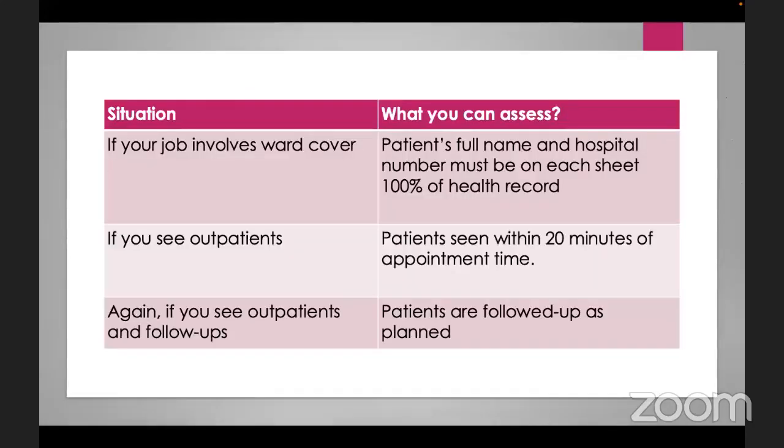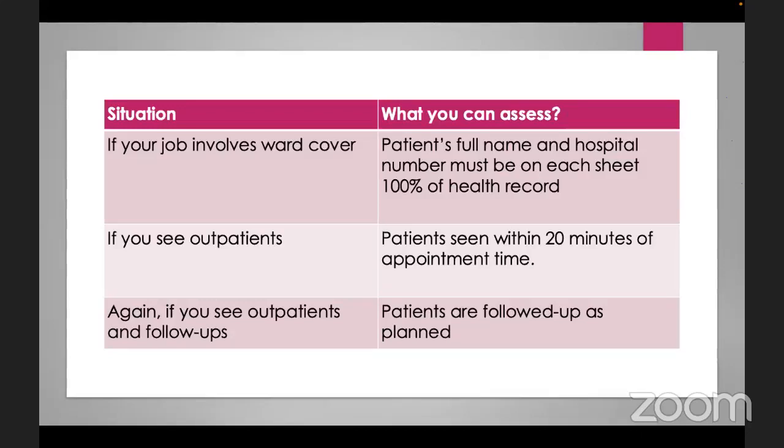So here are some examples. Suppose your job only involves ward cover. You are just in the ward. So what you can assess is the demographic details. You can see whether the patients you are receiving in the ward, on their files or in the computer, have their full name and the hospital number mentioned or not. This is just a simple audit idea. And if you're in the outpatient department, you can just see if a patient is being seen within 20 minutes of appointment time or not, or anything, whatever is the protocol.